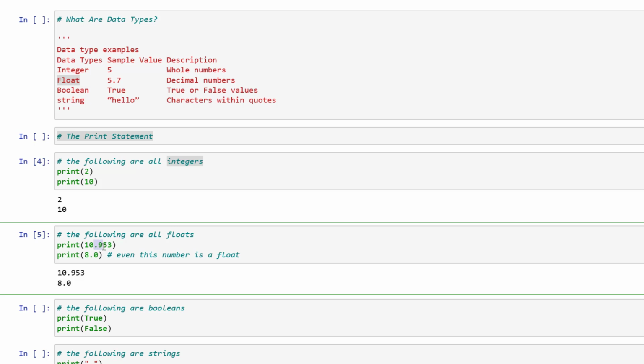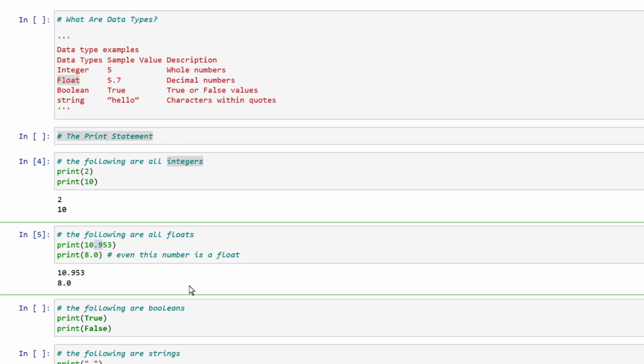So let's check this example. If you go ahead and run this cell, the output should be a series of numbers, 10.953 and 8.0. Please note that the number 8.0 is considered a float because it includes a decimal point.